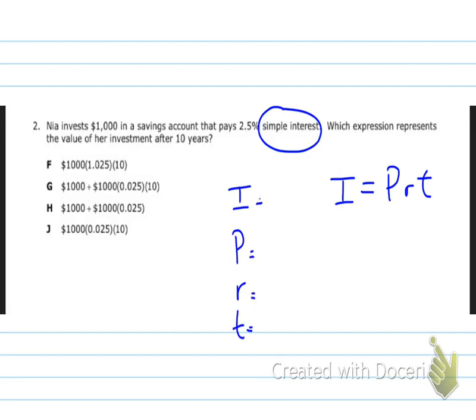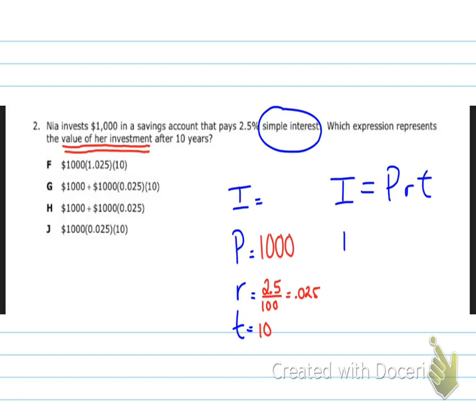Okay, so P is the starting amount, and it starts off with $1,000, and R is the rate, which is going to be percent, and T is the time. It's going to be 10 years. So if you look at the answer choices, it's going for setup. Okay, I put emphasis on something in the problem, value for investment, but I'm going to come back to it.